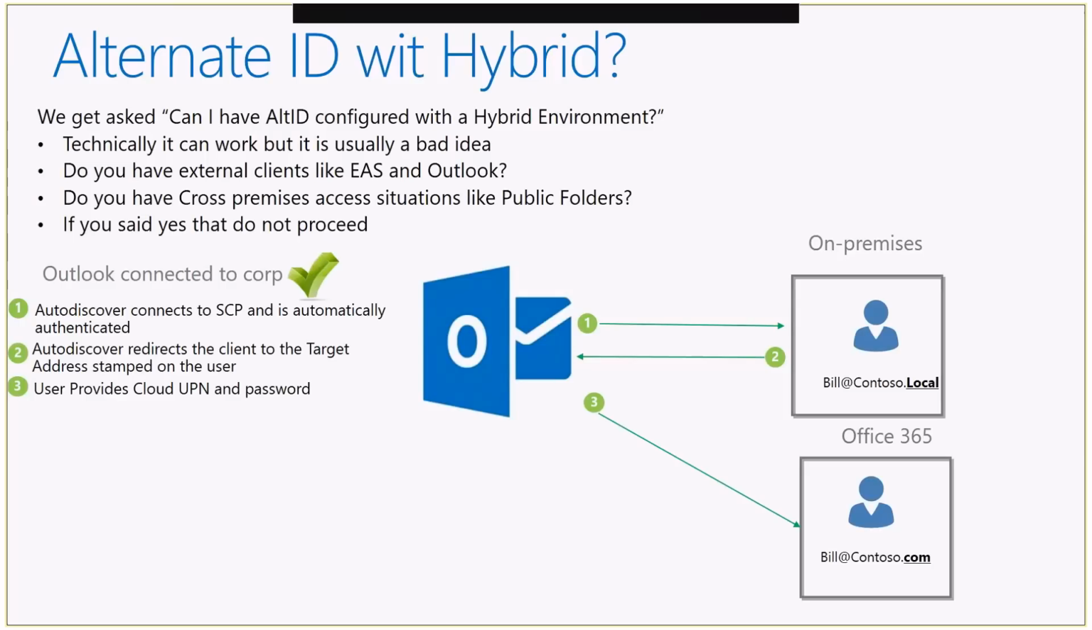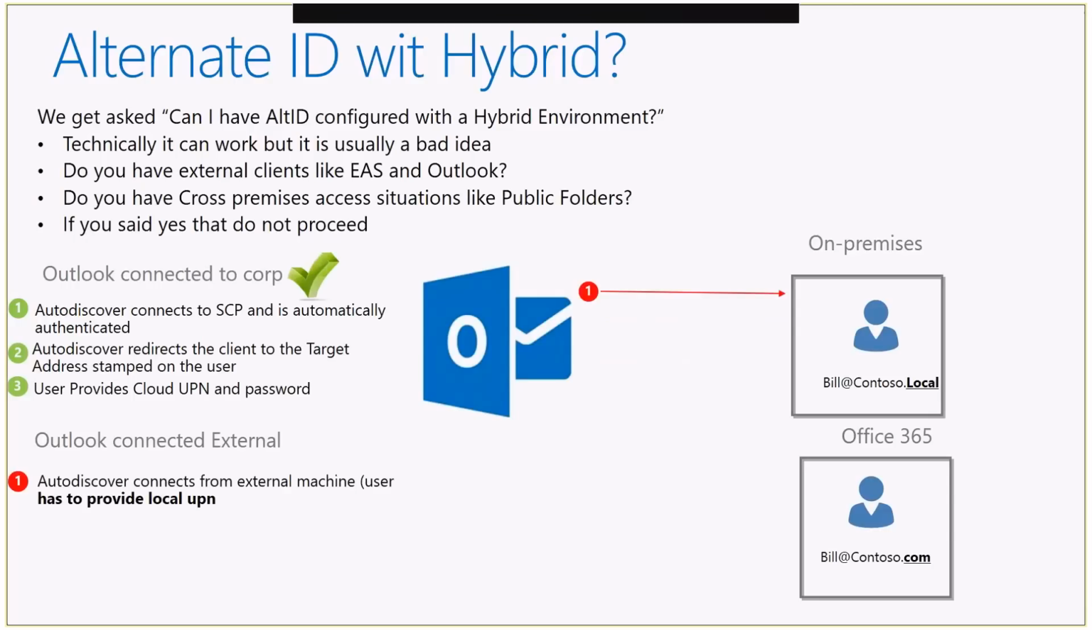And assuming that they put in bill@contoso.com, happy days, they are connected. Now let's assume that it's an external client. In that case, Outlook would try to find a service connection point. It would fail. Once it failed, it would try to find Autodiscover via the normal DNS lookups.